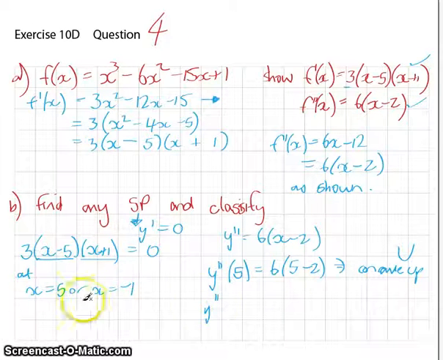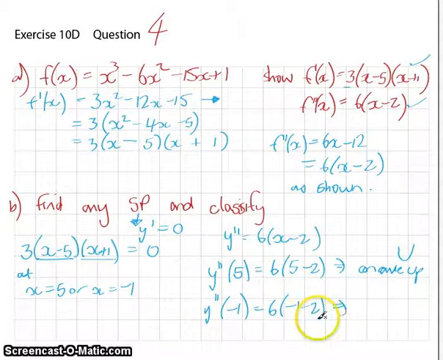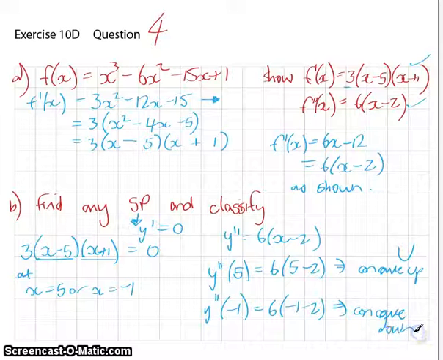And for the second derivative here, at minus 1, I've got 6 times minus 1 minus 2. And then I can see here that this is going to be negative. So it's going to be concave down. That means this is concave up, so this is a minimum turning point, and this one here is a maximum turning point.